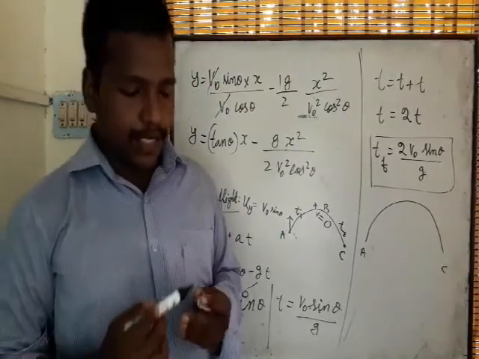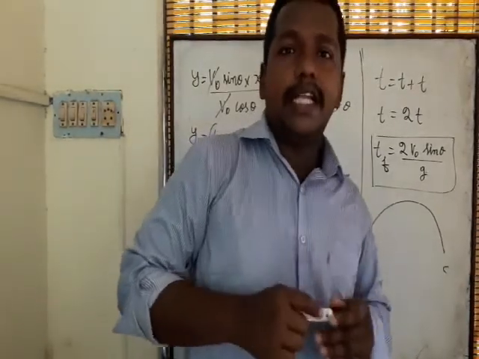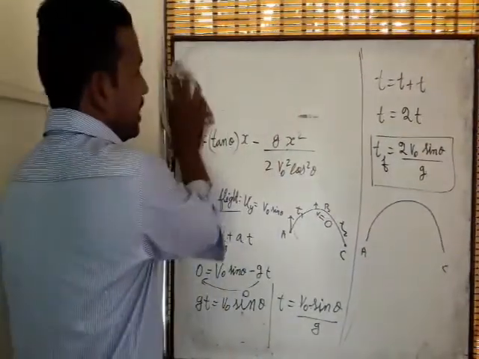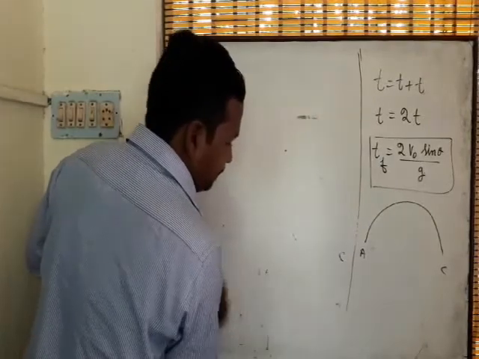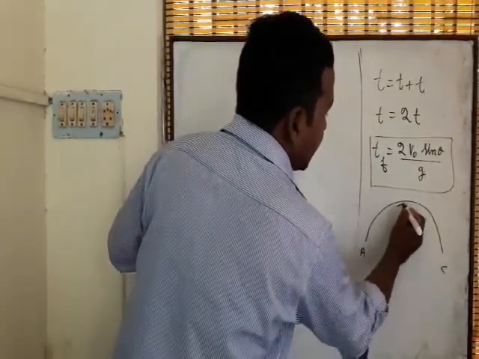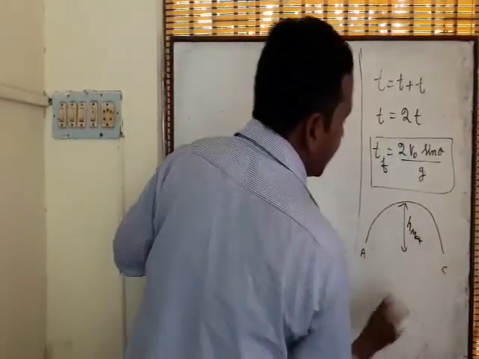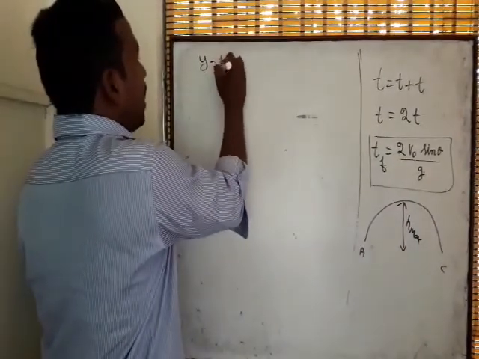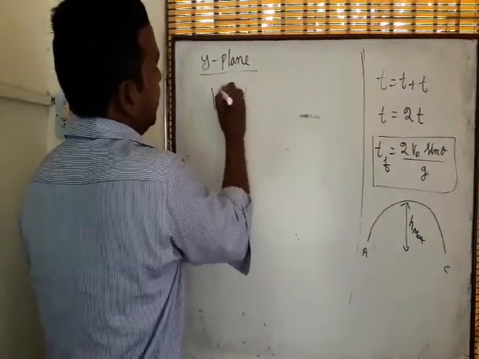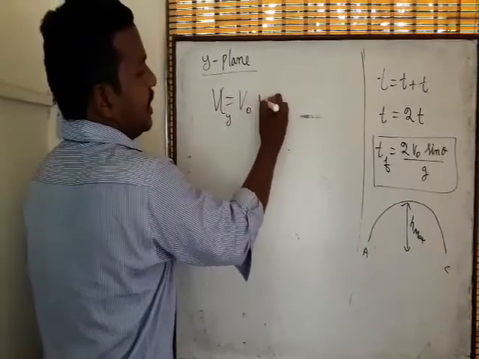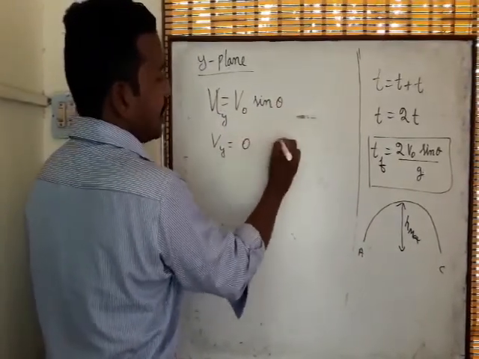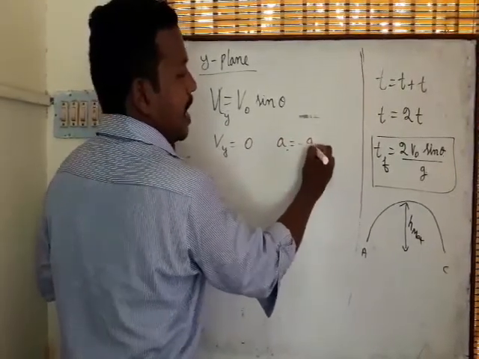Now we are going to calculate the maximum height and horizontal range. First, I am going to calculate the maximum height, H max. In the y plane, the initial velocity will be v naught sin theta, the final velocity in the y axis will be 0, and the acceleration due to gravity will be minus g.